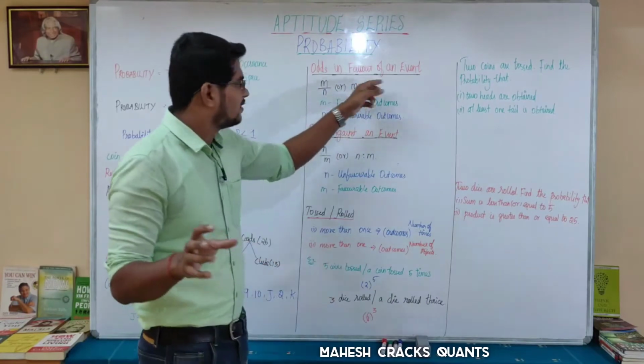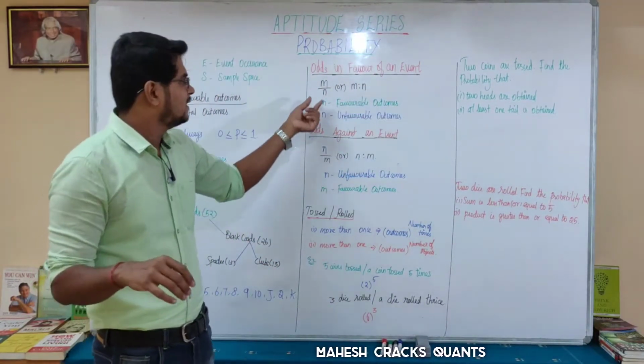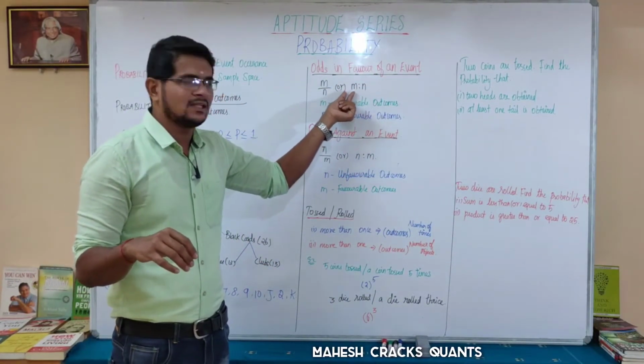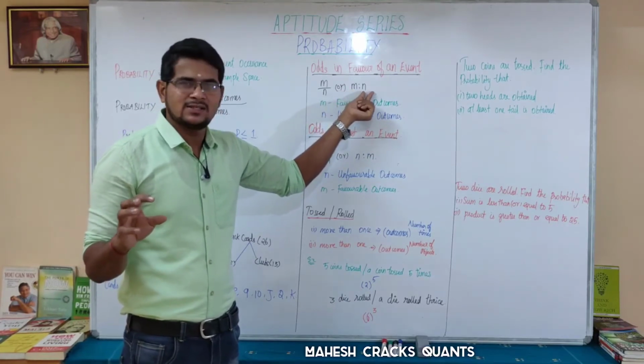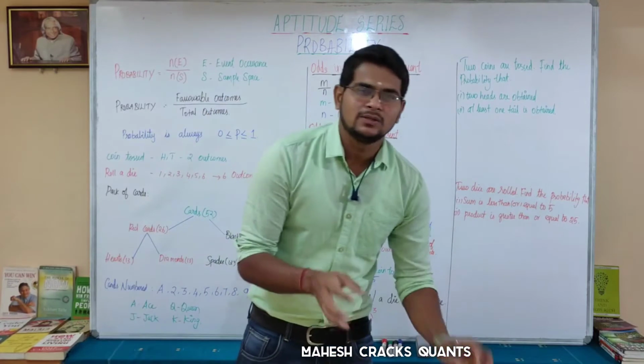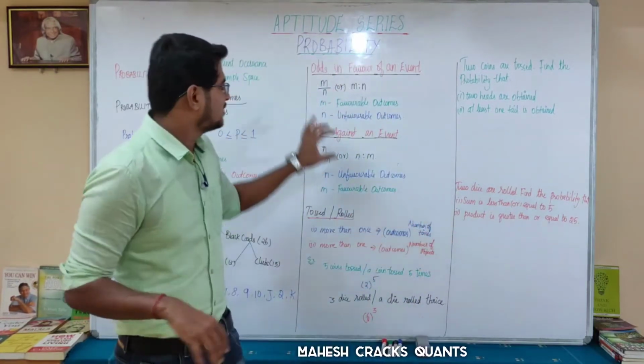So odds in favor in that case, what will you get? M is nothing but the 30 buses you can go on, which is favorable, and 70 is unfavorable. So 3:7 is what you will get.